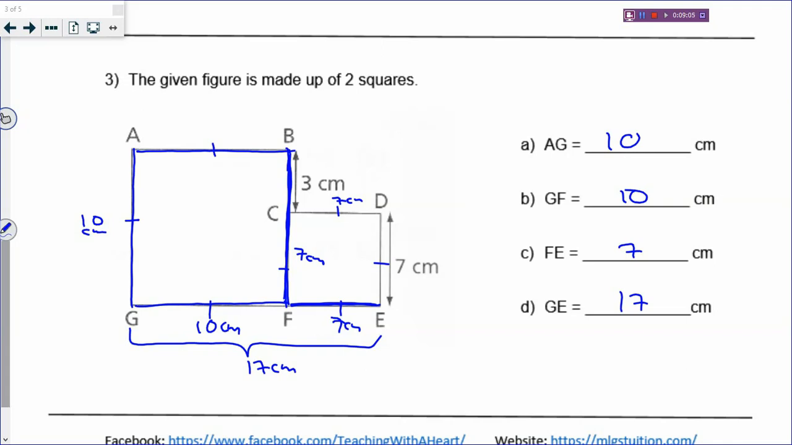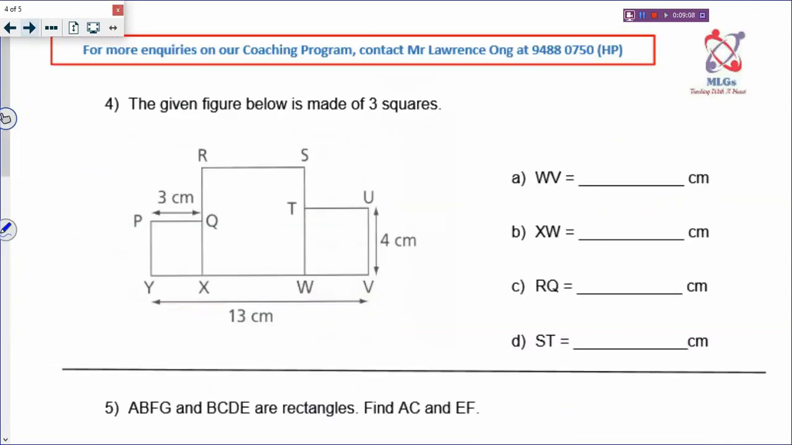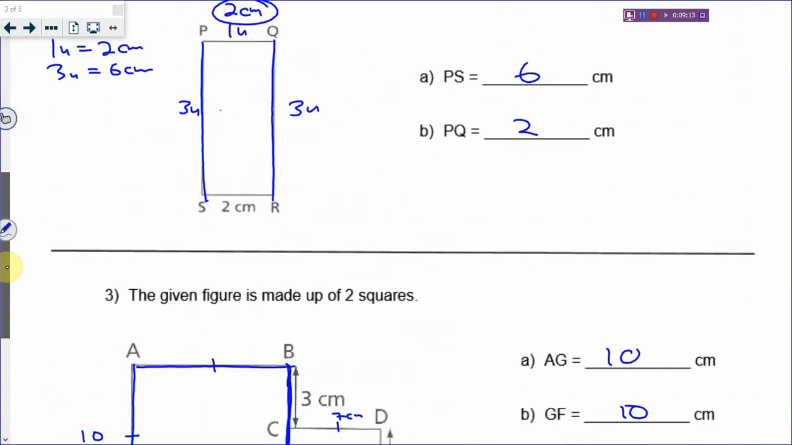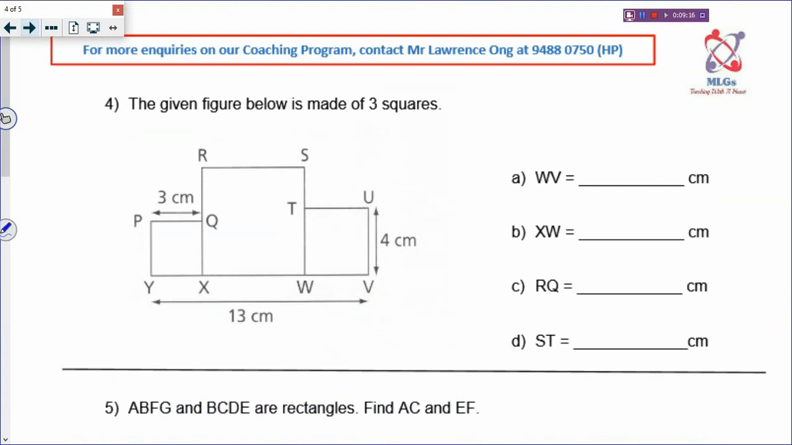Okay, so we are done with question 3, and let's go on to the next one. Let me just double check to see we don't miss any question. Alright, so next one. Now, the figure is made of 3 squares. So 3 squares means all the sides of every square are the same. So how do we find WV? Now, WV is here, right? And that has to be how many? All sides of a square are equal, so that has to be 4 cm, right? So WV is 4. And you may want to put down 4 cm here as well. And then of course this side is also 4 cm. Every side the same.